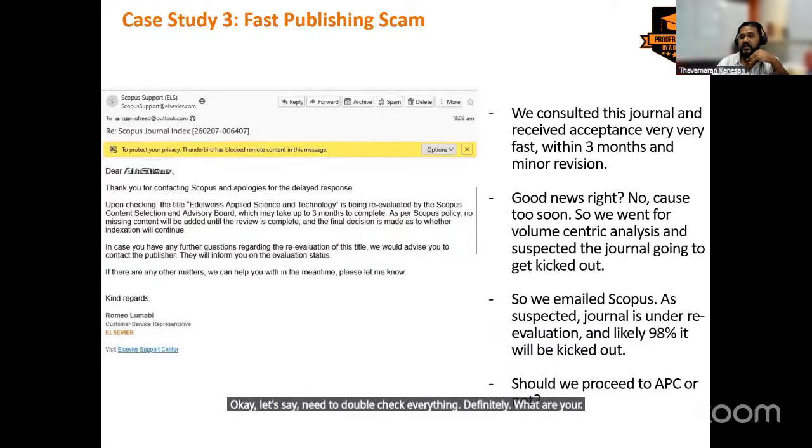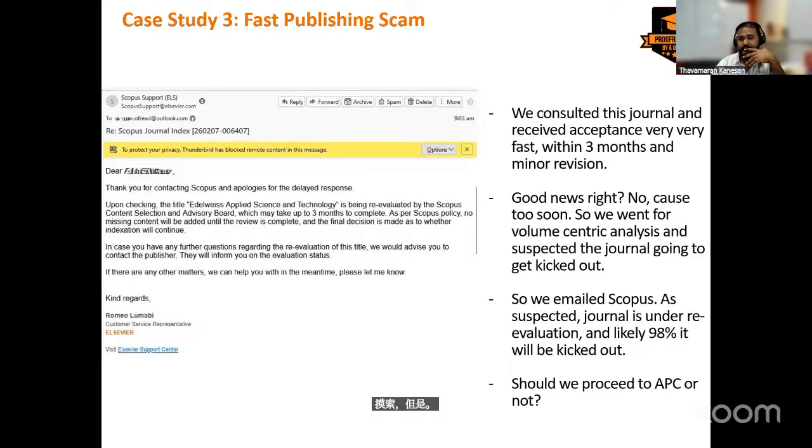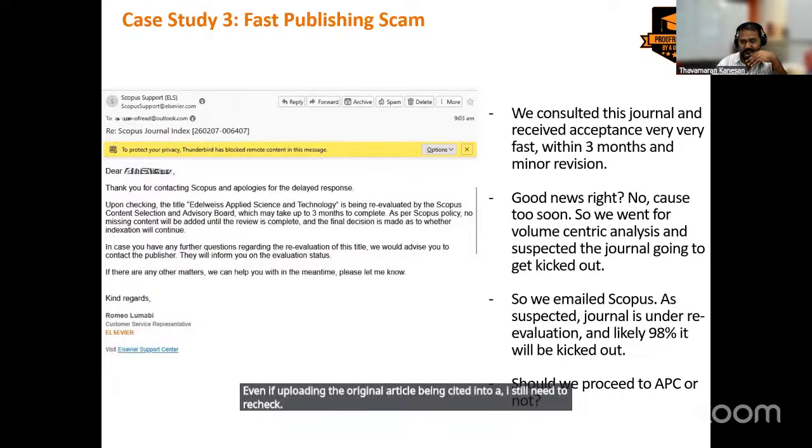Definitely. What are your thoughts on using AI to structure the outline for a paper, not content, just to get subtopic section, or would you use it better take one paper as a sample? I would definitely take, if it's me, okay, if it is me, I would take a sample paper, follow the sample paper. Why I want to follow what AI says? Most of the time, they're going to confuse me anyway. Okay, it sounds very legit, very convincing, but what the flow gives is not enough. Even if uploading the original article being cited into AI, still need to recheck everything because AI, yes, very true, Amanina, very true. Even if you upload the paper and ask the flow to summarize for you, that also the flow will fake. A lot of fake information will come up.